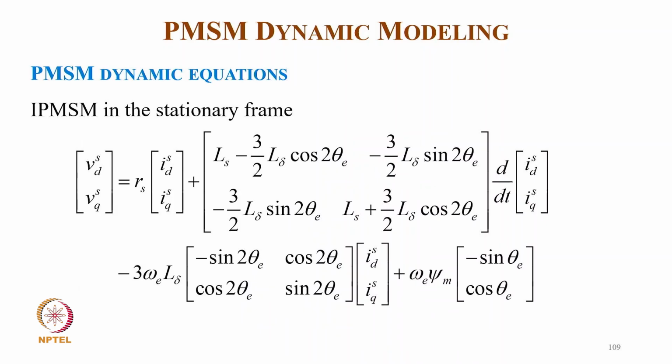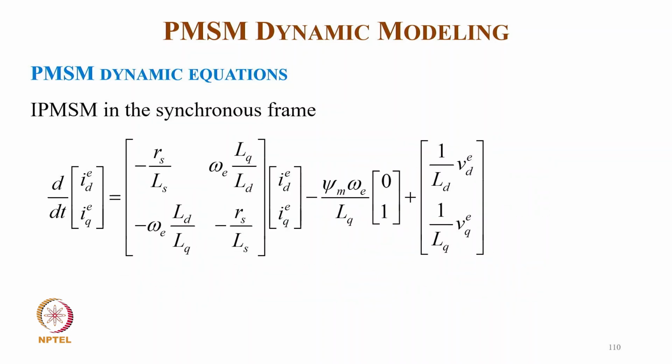Now for the interior buried permanent magnet model in the stationary frame, vd and vq equal rs times ids iqs plus, in brackets, ls minus 3/2 L delta cos theta e, minus 3/2 L delta sin theta e, minus 3/2 L delta sin theta e, and ls plus 3/2 L delta cos theta e, into d/dt of id iq, minus 3 omega e L delta in brackets minus sin theta e cos theta e, cos theta e and sin theta e, times id iq, plus omega e phi m in brackets minus sin theta e and cos theta e.